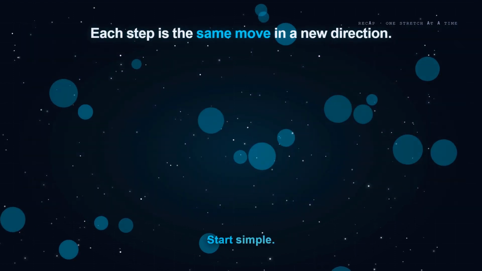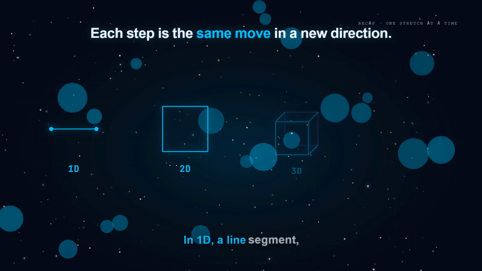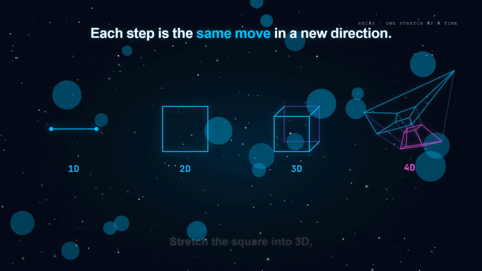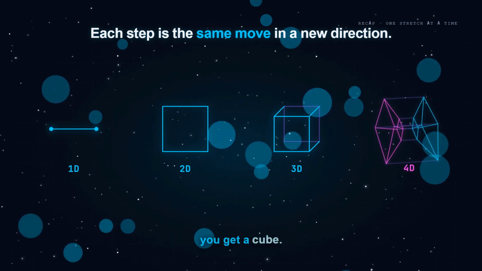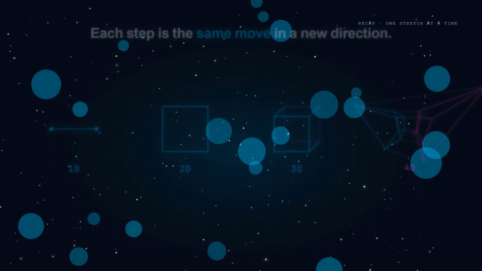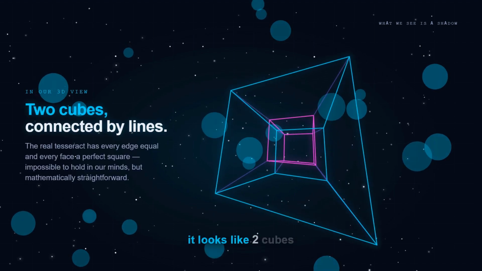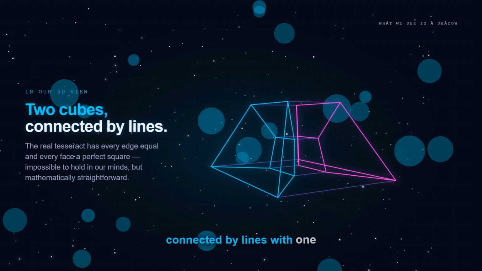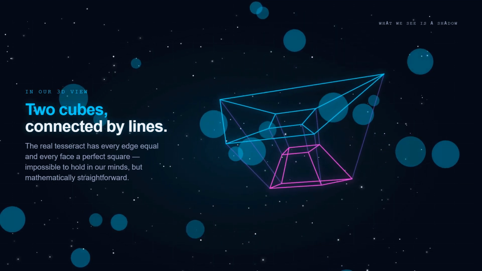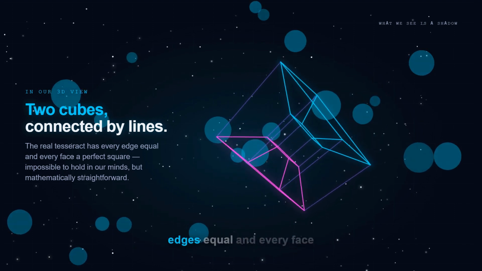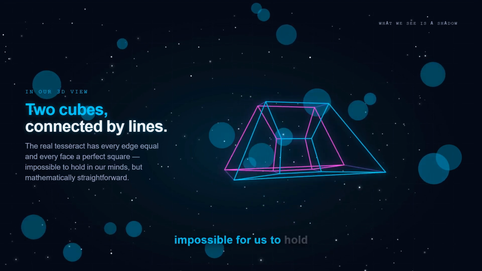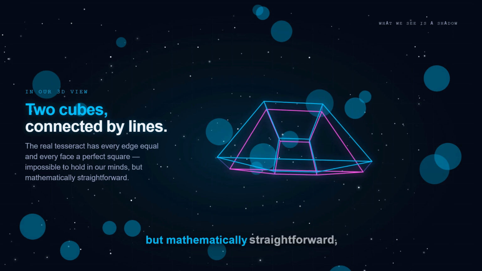Start simple. In 1D, a line segment. Stretch it perpendicular into 2D, you get a square. Stretch the square into 3D, you get a cube. Stretch the cube into 4D, you get a tesseract. In our 3D view, it looks like two cubes connected by lines with one inside the other, constantly morphing. That's just a shadow. The real thing has all edges equal and every face a perfect square. Impossible for us to hold in our minds, but mathematically straightforward.